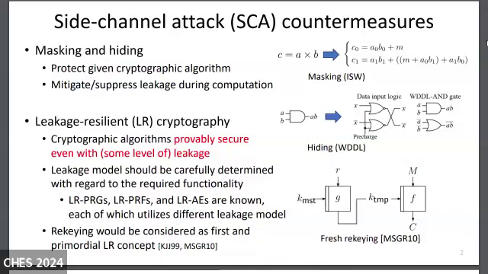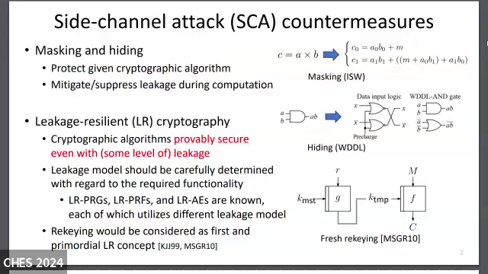There are several types of side-channel attack (SCA) countermeasures, which have been developed for a long time after the first publication of SCA. Masking and hiding protect a given cryptographic algorithm by mitigating and suppressing leakage during its execution. Masking and hiding basically can be applicable to any kind of cryptographic algorithm. In this sense, masking and hiding translate cryptographic algorithms into secure implementations, like this figure.